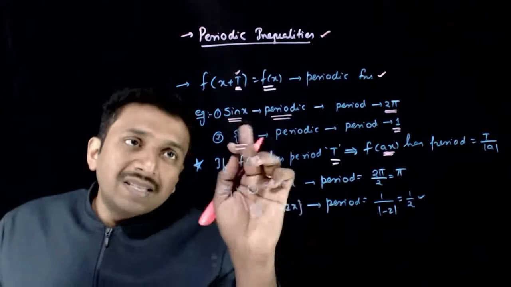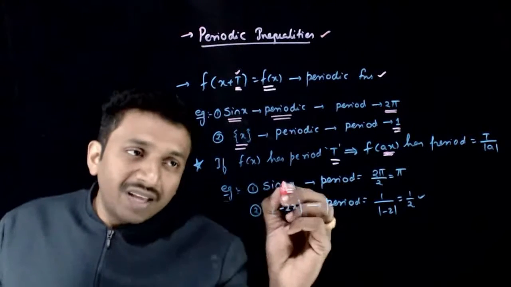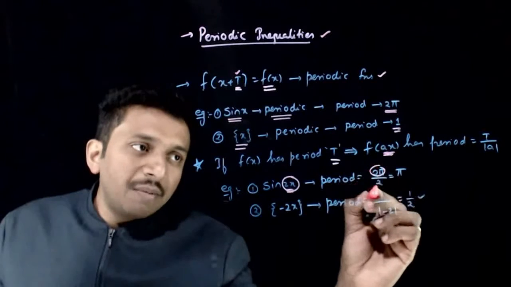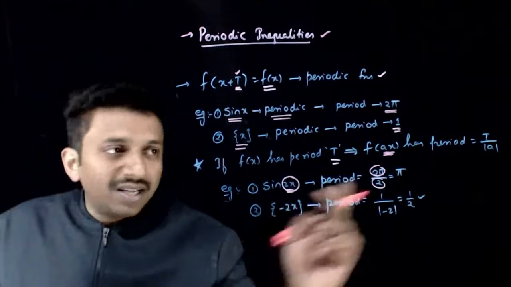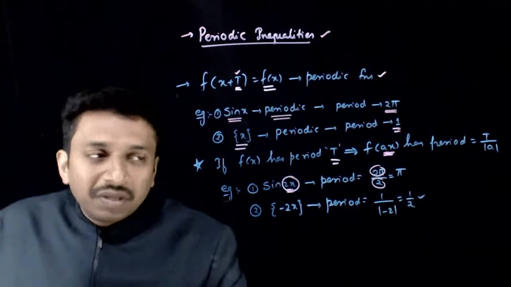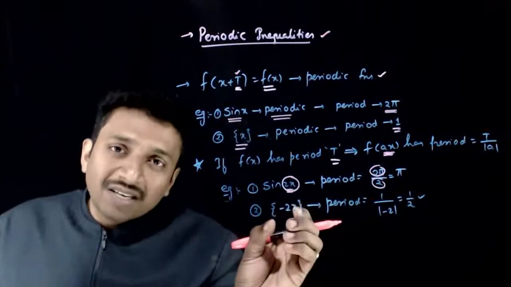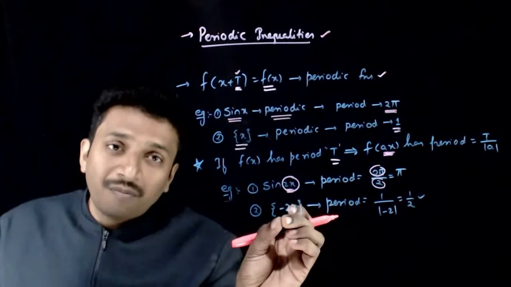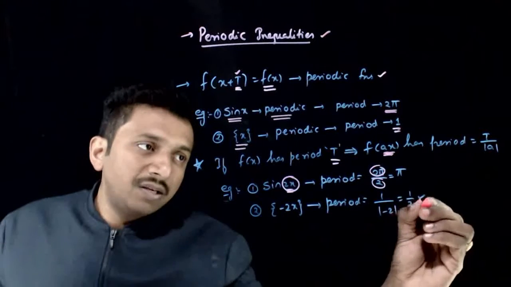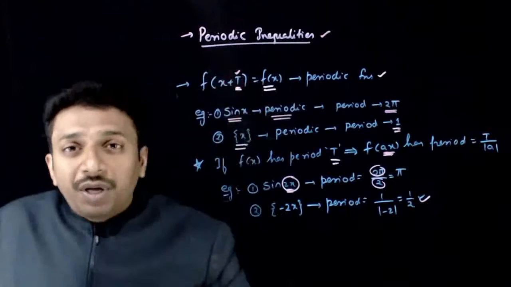For example, sin x has a period of 2 pi. So what is the period of sin 2x? Here x is being multiplied by 2, so the period becomes 2 pi by 2, that is pi. Similarly, what is the period of fractional part of x? The period is 1. So what is the period of fractional part of minus 2x? It is 1 by mod of minus 2, which is 1 by 2. So that's the period.